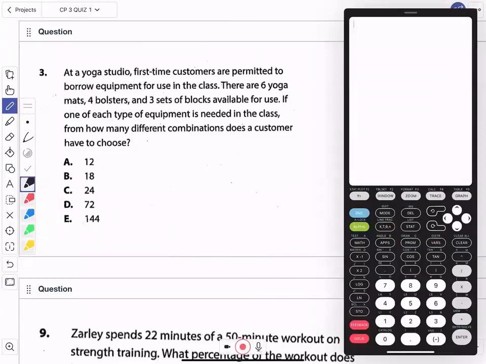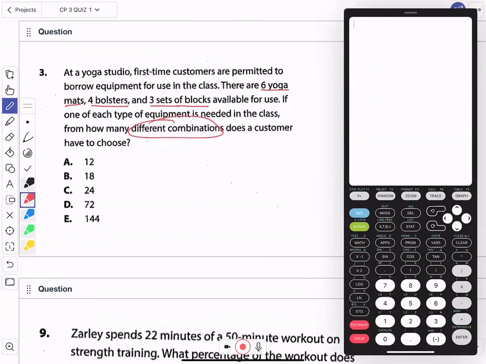Hey guys, so in this video, we're looking at CP quiz 3. And so it says here in problem 3, at a yoga studio, first time customers are permitted to borrow equipment. And there are 6 yoga mats, 4 bolsters, 3 sets of blocks available. And they want to know how many different combinations a customer can choose.